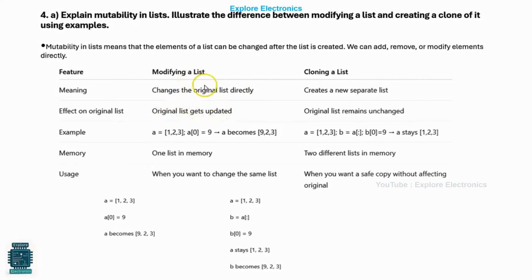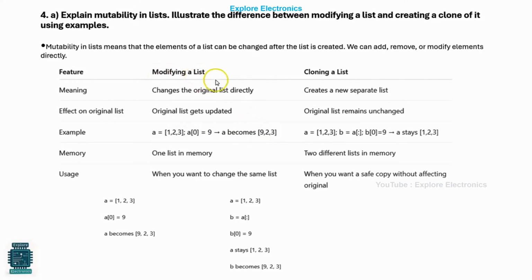The same list, the original list, it will update it. Cloning a list means the original list remains unchanged, but it will create one more list, same as the original. For example, A is equal to [1, 2, 3] I have taken. I am changing the 0th index from 1 to 9. Here it will become [9, 2, 3]. If you observe, the 0th index is changed from 1 to 9.